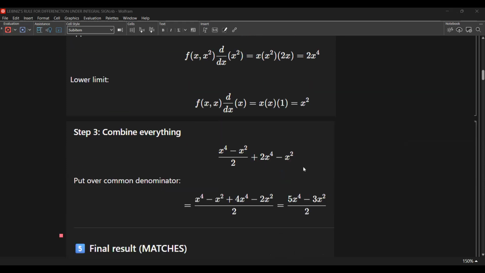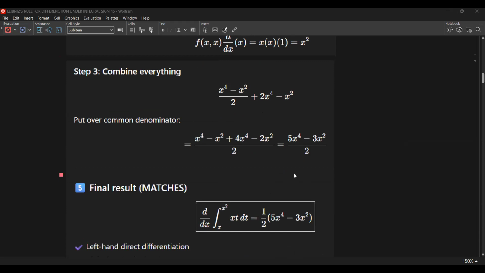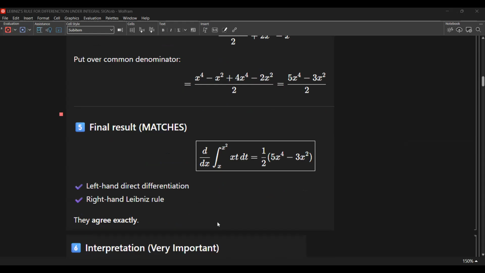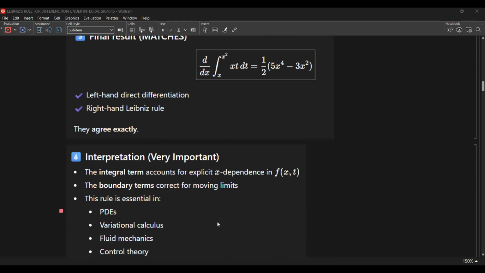So combining everything here, we have 5x to the fourth minus 3x squared over 2. So we have the final result here, a match. The left hand direct differentiation is 1/2 of 5x to the fourth minus 3x squared, and the right hand here is also equal to 5x to the fourth minus 3x squared over 2. So they agree exactly.